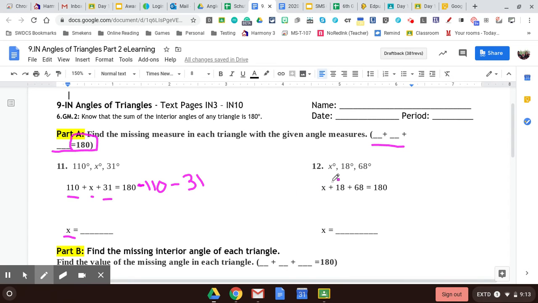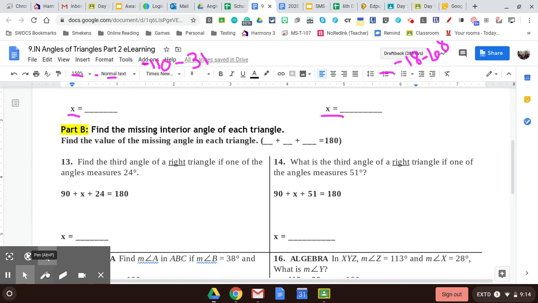Number 12, my angles are x, 18 degrees, and 68 degrees. So I start with 180 and I do reverse here to figure out using algebra. So I'm going to take 180 minus 18 and minus 68, which is going to give me x. So what is x?